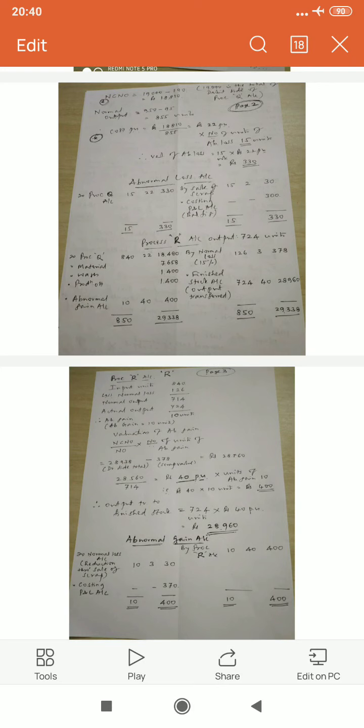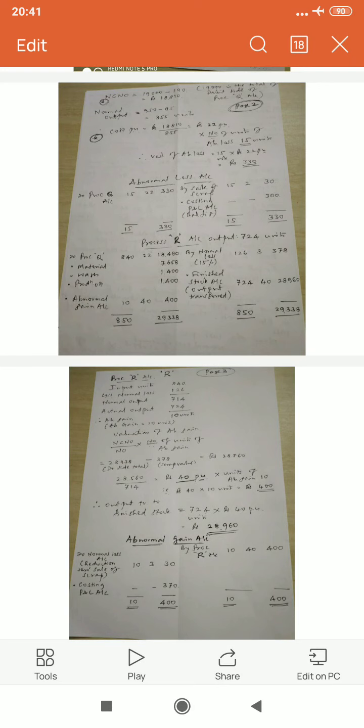Only the other day, I have made a reference pertaining to one journal entry. That is, under process Q account, what would be the journal entry in respect of abnormal loss? Abnormal loss account debit to process Q account. Now, when you open abnormal loss account, it should be written as to process Q account 15 units valued at rupees 330. Don't forget to write 15 units valued at rupees 330.